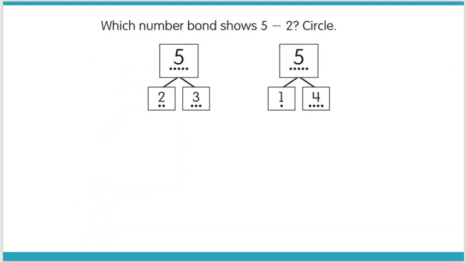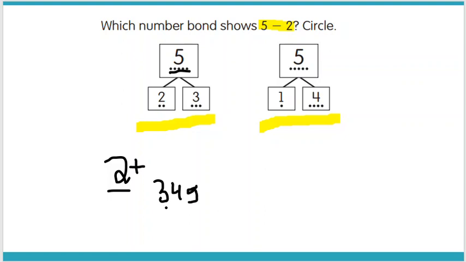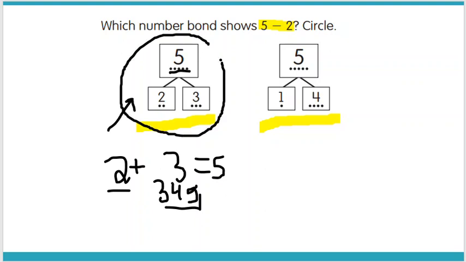So which number bond shows 5 minus 2? So which one of these, this number bond or this number bond, shows 5 minus 2? When I look at this, I can see there are 5 here, and I know that 2 plus, if I start at 2 and add up to 5, I would go 2, 3, 4, 5. I know that it's a group of 3 here, so I know that 2 plus 3 equals 5. So this one right here is accurate and true.